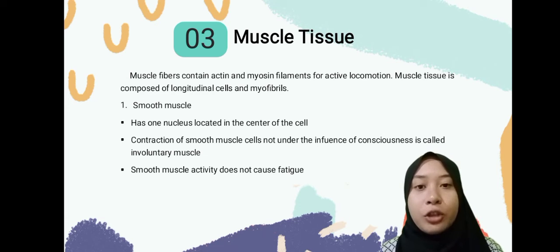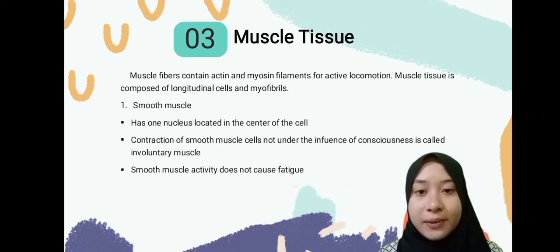The third structure of animal tissue is muscle tissue. Muscle fibers contain actin and myosin filaments for active locomotion. Muscle tissue is composed of longitudinal cells and myofibers.